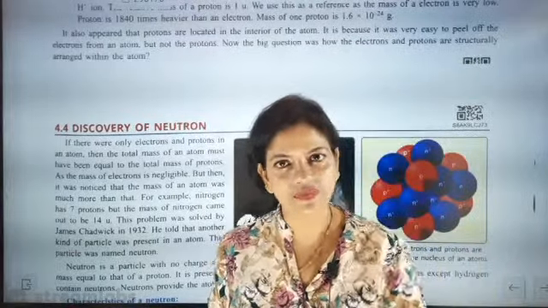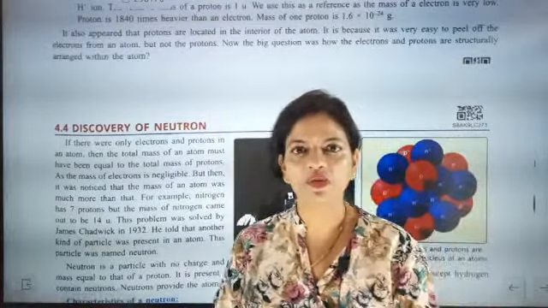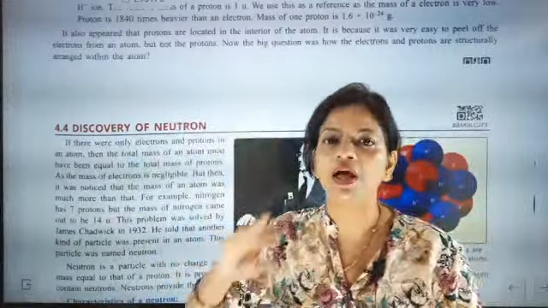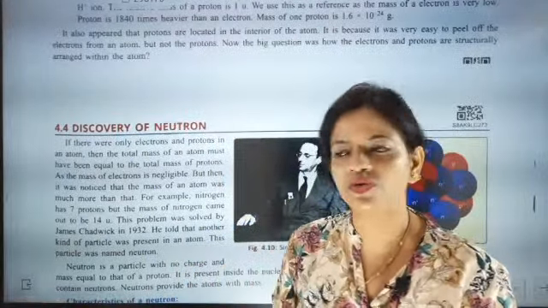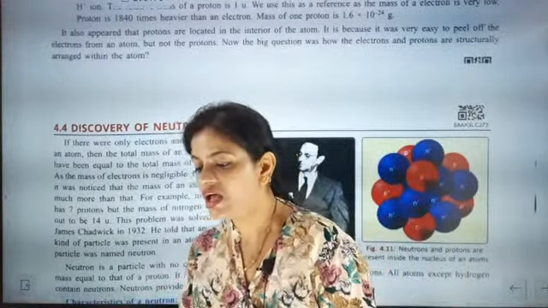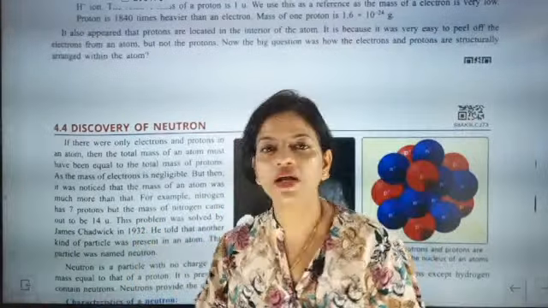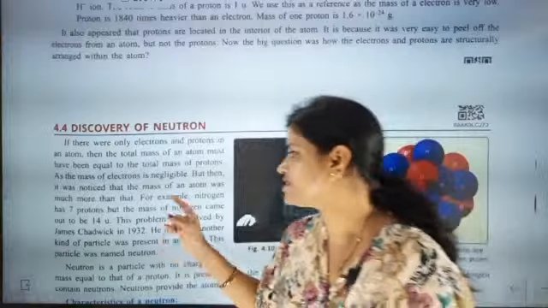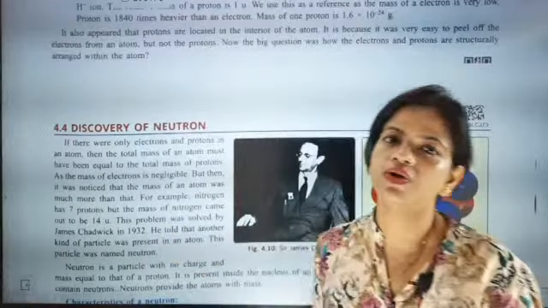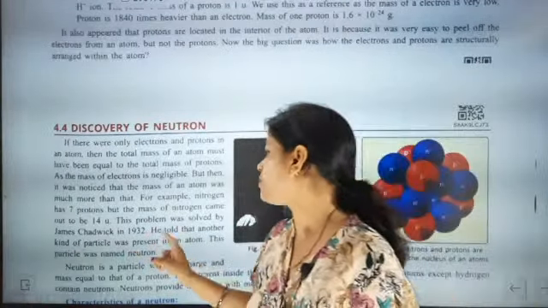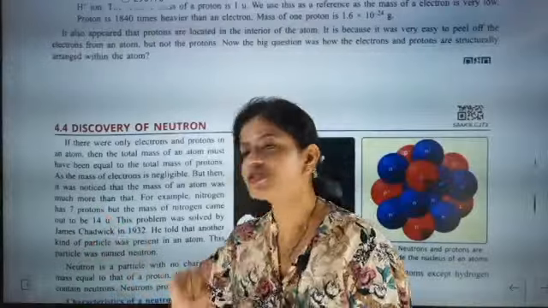So what is that something else? It will not be present in the extranuclear part, it is present inside the nucleus only. So we came to know that whatever is present, it is exactly inside the nucleus. This problem was solved by James Chadwick.